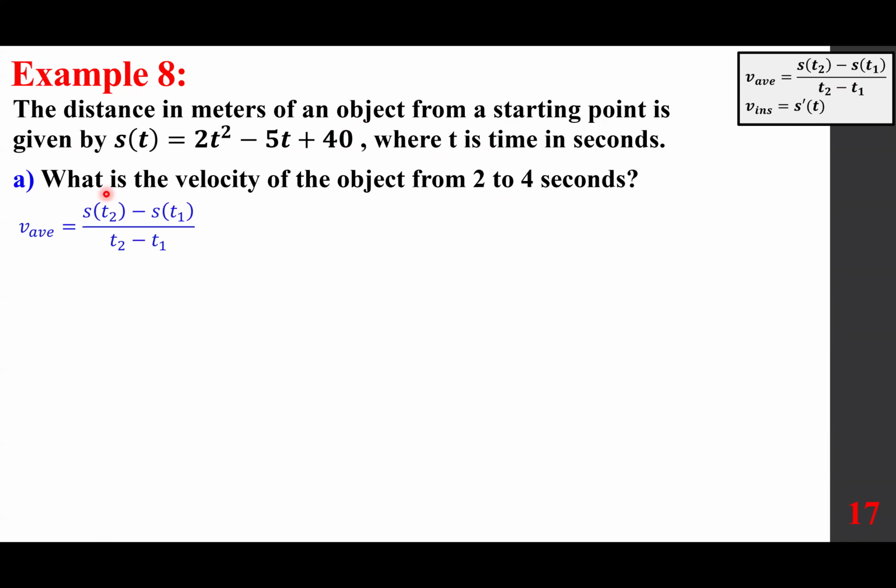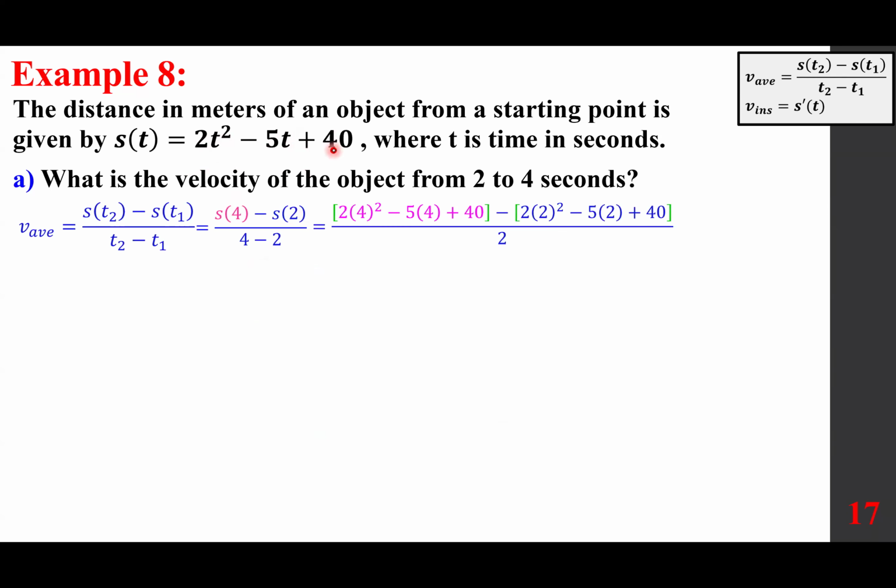So S of t sub 2, that means S of 4, minus S of t sub 1, that means S of 2, over 4 minus 2. Obviously, the denominator is 2. What is the numerator? Let's plug in. 2 times 4 squared minus 5 times 4 plus 40. Then you plug in 2. 2 times 2 squared minus 5 times 2 plus 40. We have done this already, okay?